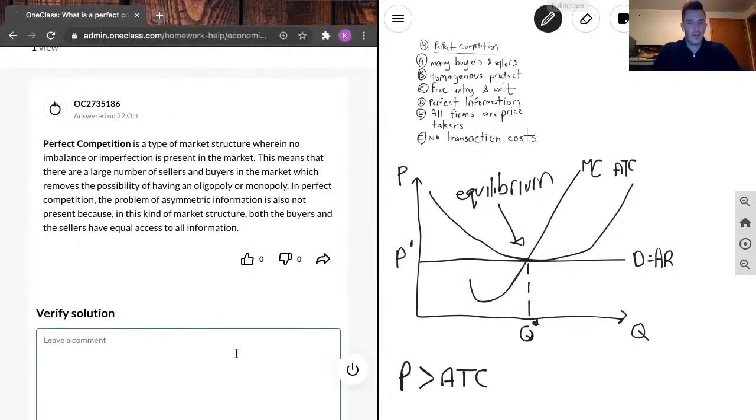So we'll give you guys a minute to take a picture of that. Here's the solution.